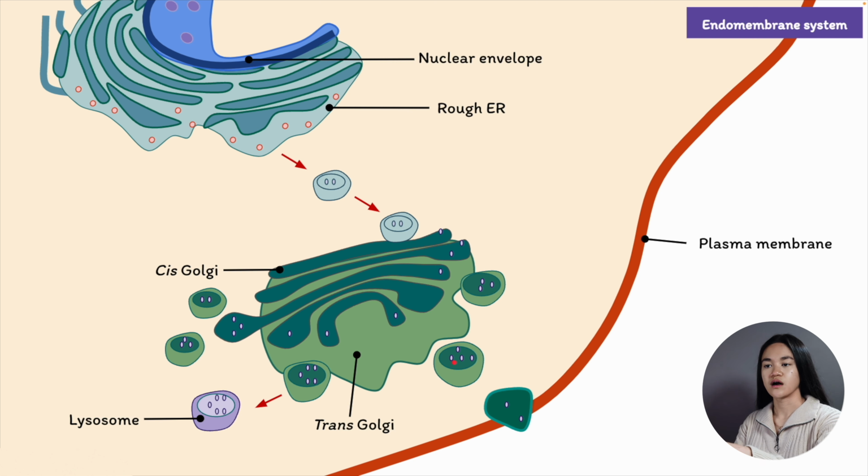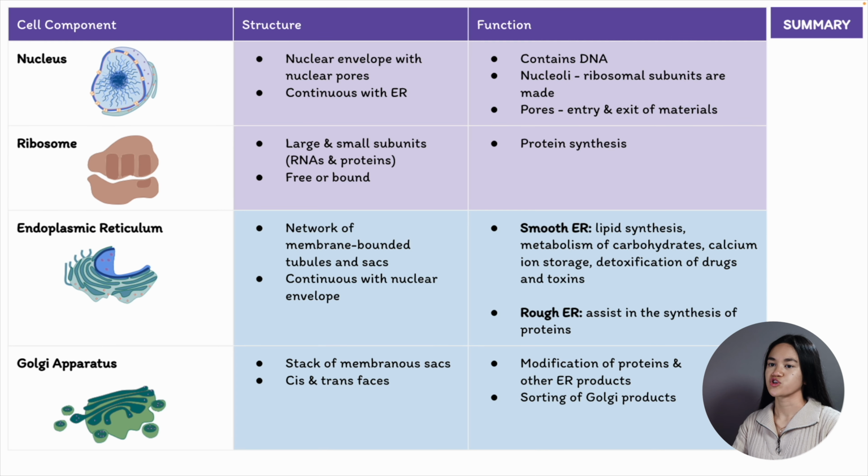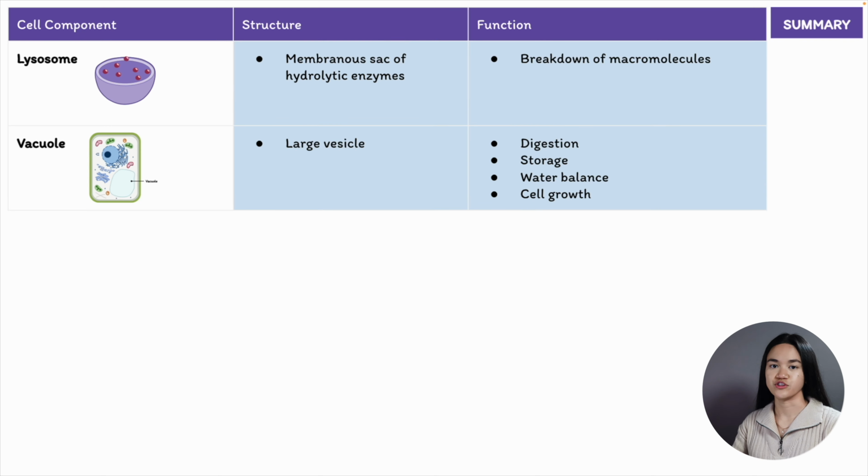The lysosome here is not to be confused with another vesicle for digestion. The cis Golgi is the receiving side and the trans Golgi is the shipping side, and a transport vesicle from the Golgi, which contains products, is transported to the plasma membrane for secretion, and the products are secreted by exocytosis. All right? And we also have the summary table here, showing the structure and function of each structure.